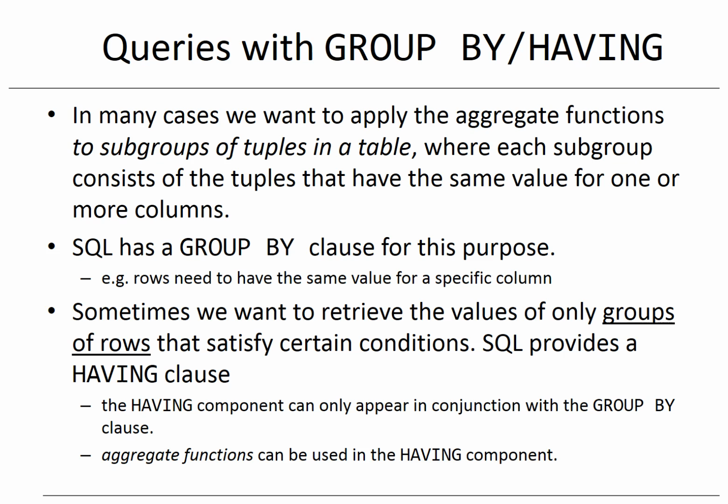Let's now move on and add some more complexity to our queries by using a GROUP BY HAVING construct. The idea here is to apply aggregate functions to subgroups of tuples in a table, where each subgroup consists of tuples that have the same value for one or more columns. In other words, by using the GROUP BY clause, rows will be grouped when they have the same value for one or more columns. The HAVING clause can then be added to retrieve the values of only those groups that satisfy certain conditions. It can only be used in combination with a GROUP BY clause and can also include aggregate functions such as sum, min, max, average, etc.